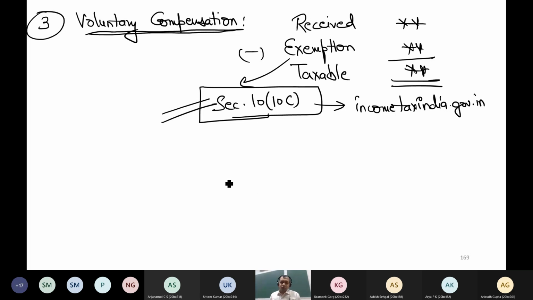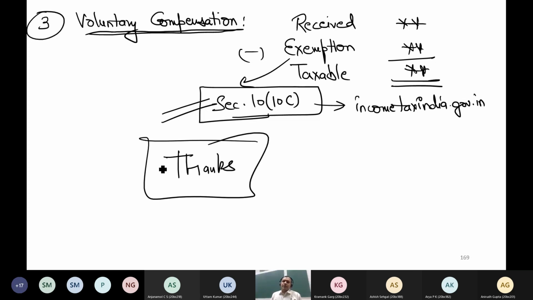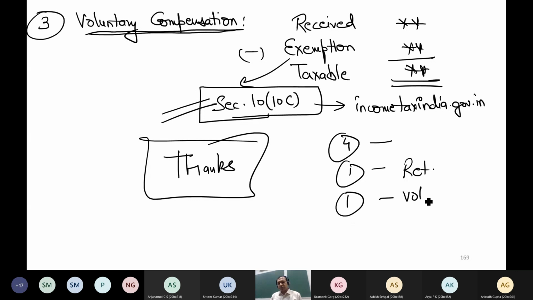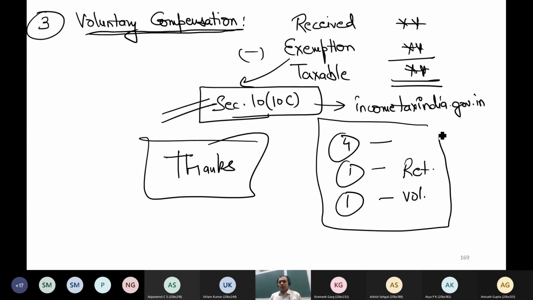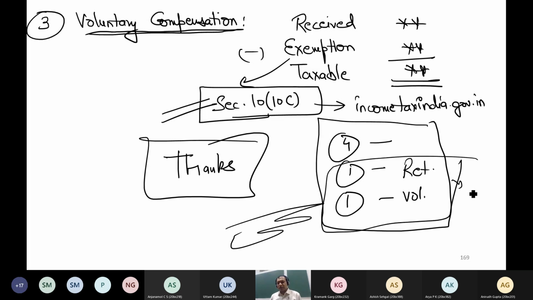I think I should end the discussion here. From my side, I think we should stop here. All 4 retirement benefits we have covered, then retrenchment compensation we have covered, and then voluntary compensation we have covered. These 6 topics broadly I have covered from my side. These 2 are for self-study and for discussion only in the next lecture. If you want to be good in reading the Acts, it's my advice that you should attempt reading section 10, clause 10(10B) and section 10, clause 10(10C). So that's all from my side.